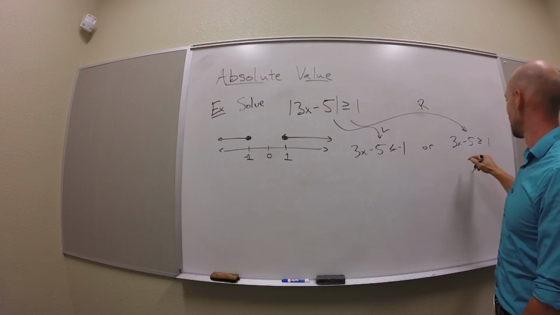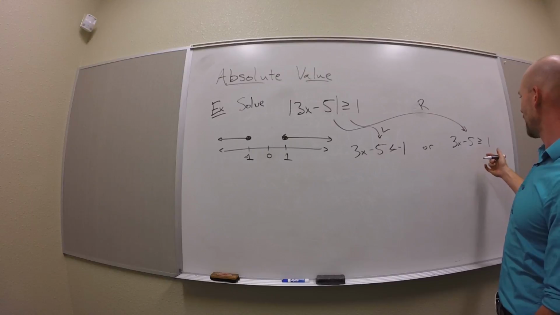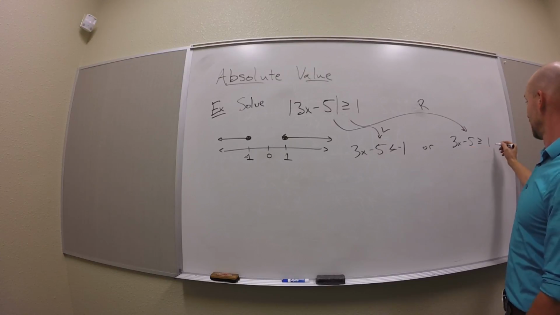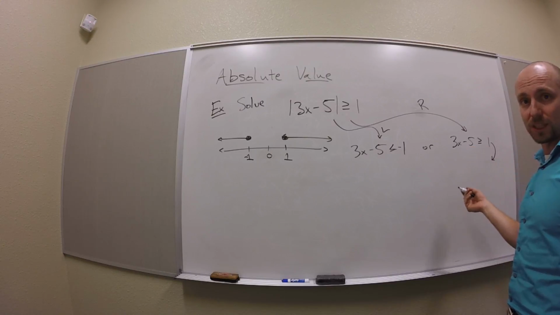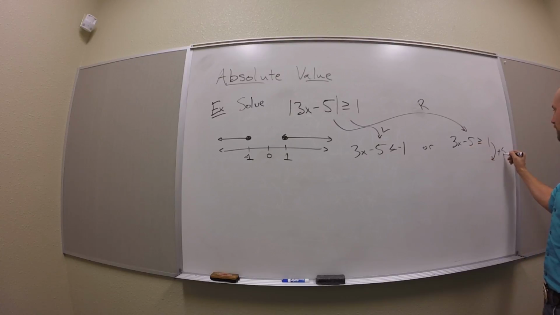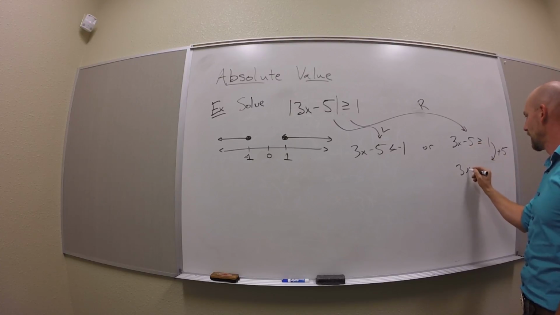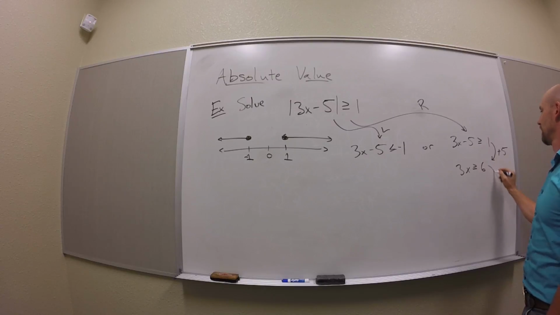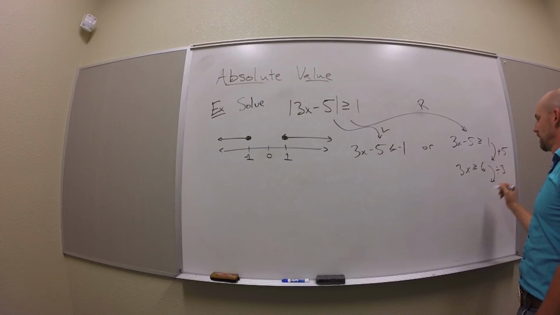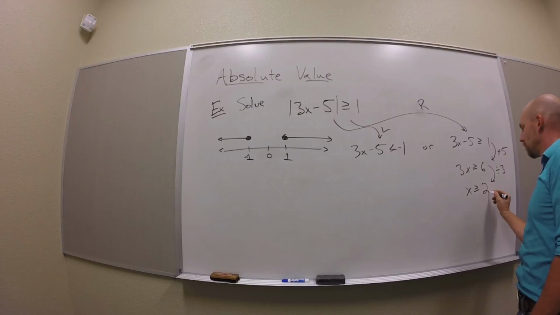Now, I think I need to solve for x. So, same steps, right? I'm going to add 5 to both sides of this one. So I'm going to get 3x is bigger than or equal to 6. I'm going to divide by 3. So I'm going to get x is bigger than or equal to 2.